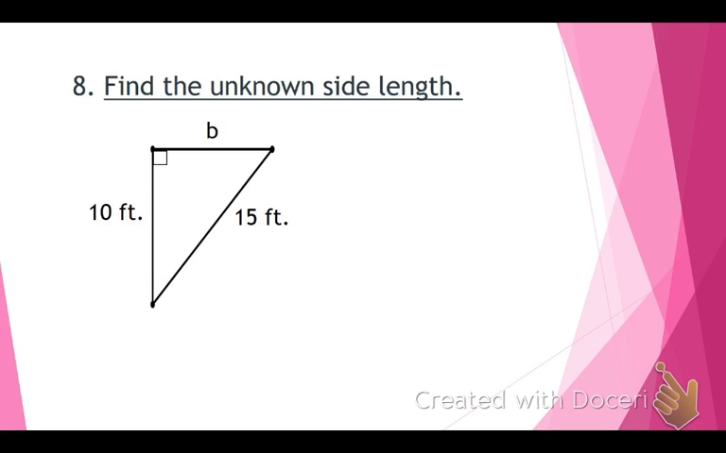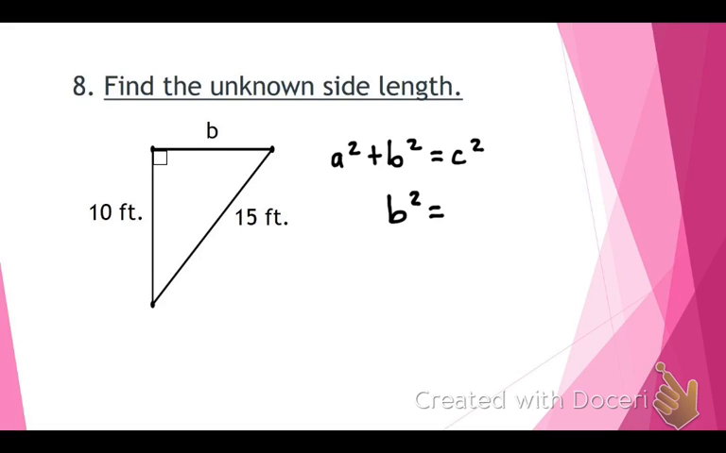Problem 8. So anytime that I have a triangle that has a right angle, I can use the Pythagorean theorem to help me find an unknown side. So one more time, what is the Pythagorean theorem? A squared plus B squared. Excellent. So you want to try to find out what's your unknown. What's the one unknown thing we don't know yet? We don't know B, so I'm just going to keep it as B squared.